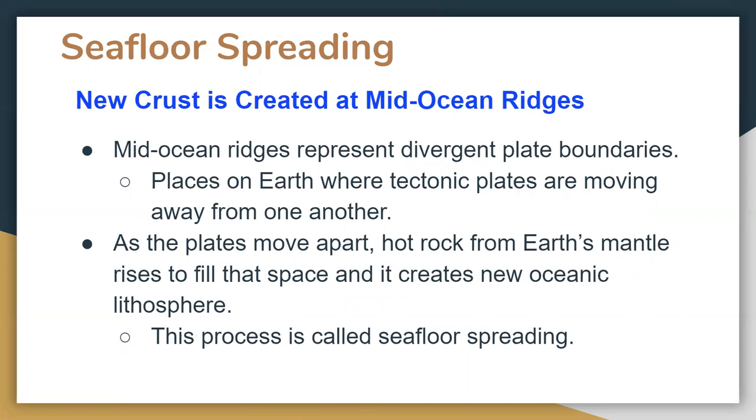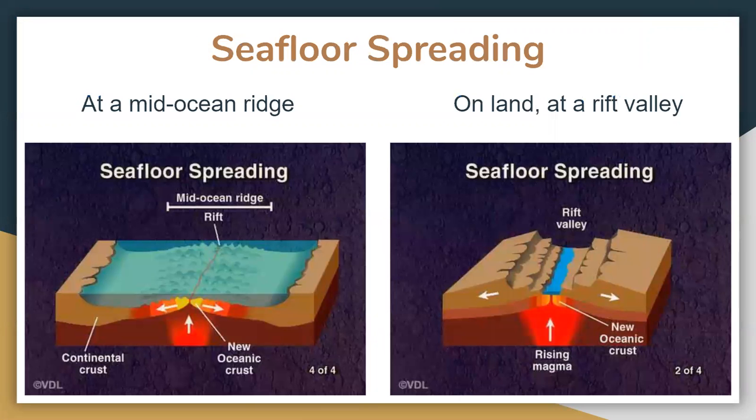Mid-ocean ridges actually represent divergent plate boundaries. These are places on Earth where tectonic plates are moving away from one another. And as the plates move apart, hot rock from Earth's mantle, the layer below the crust, rises to fill that space, and it creates new oceanic lithosphere. This process is now referred to as seafloor spreading because the plates are pushed apart and new oceanic crust is created, and it actually causes oceans to widen over time, hence the name seafloor spreading.